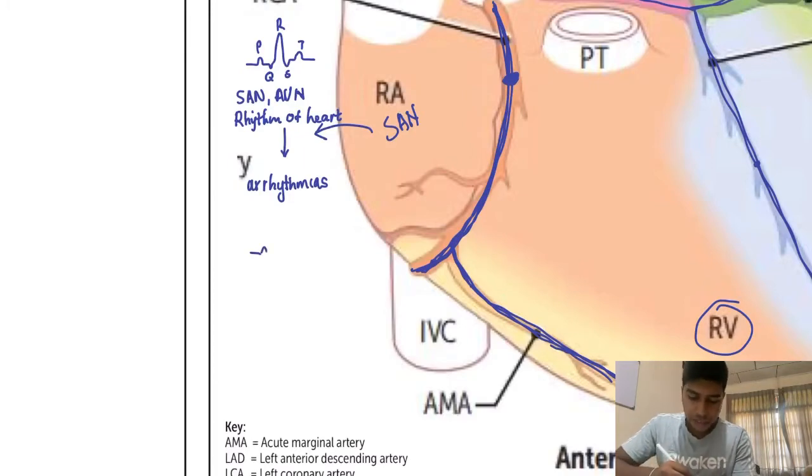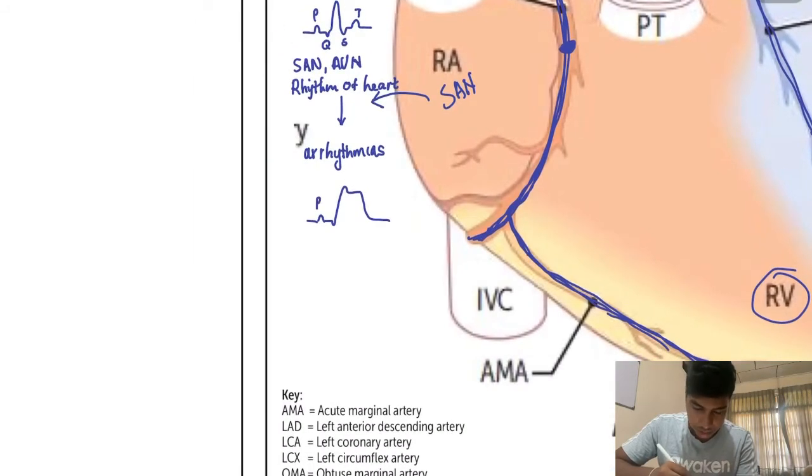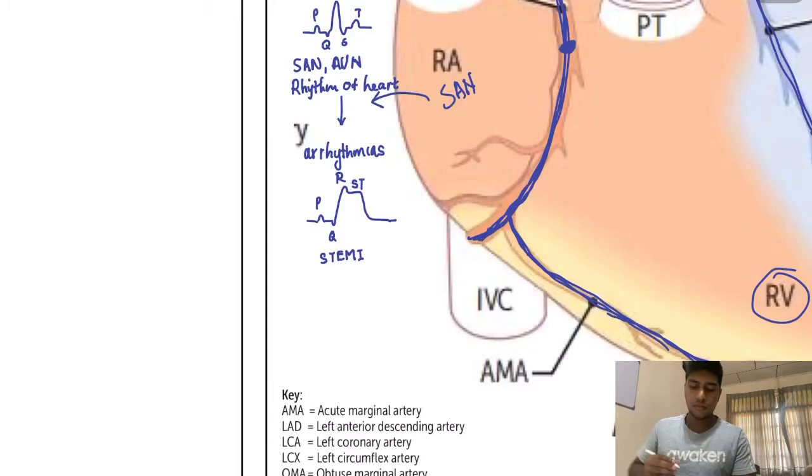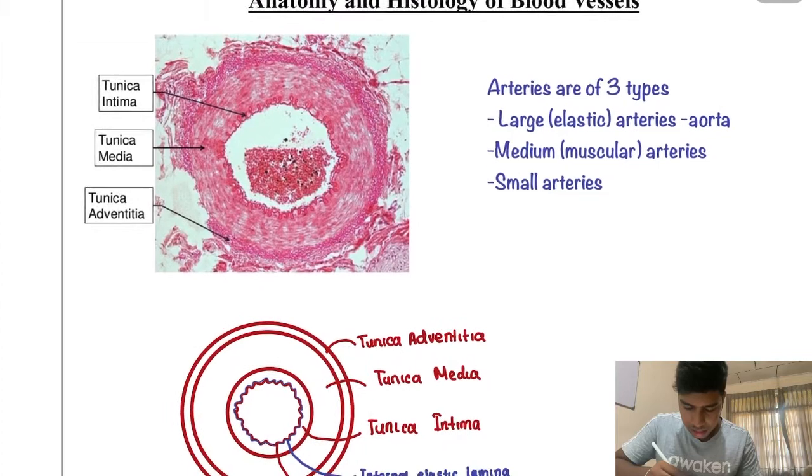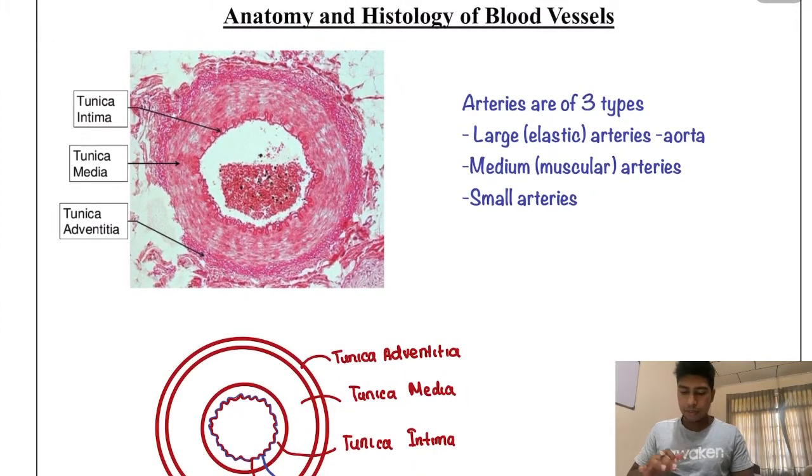But if there is an occlusion, if there is some abnormality in the blood supply, the rhythm will change. You will get abnormal conditions. This is called an ST elevation. You can see the P wave, Q wave, R wave, and the S and T wave, they have elevated. This is called ST elevated myocardial infarction. We are going to learn about this.